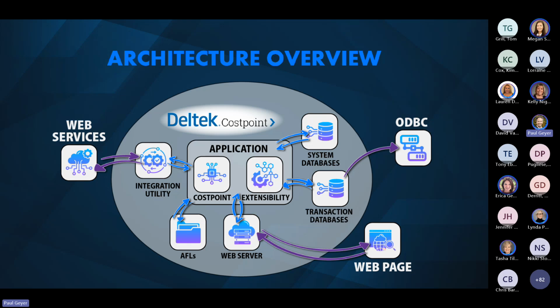In the center, we've got this circle that is Deltek Costpoint. That's going to count everything that we see as Costpoint. All the arrows coming out will be things that go outside of Costpoint. To the right of the circle, we see our databases. This is where we hold the information. Our system databases hold the information associated with users, preferences, even how Costpoint screens look. Those are what govern Costpoint as a whole, right?